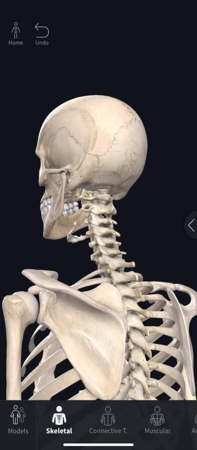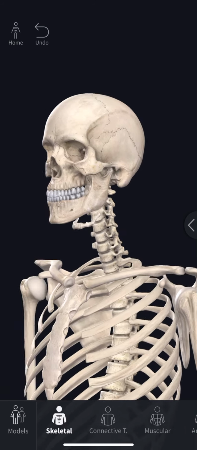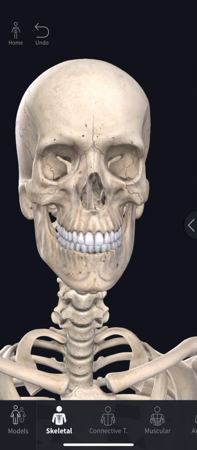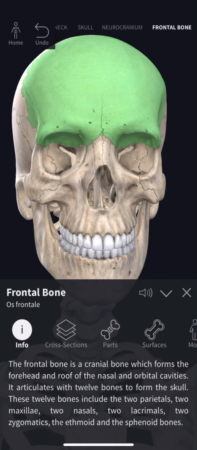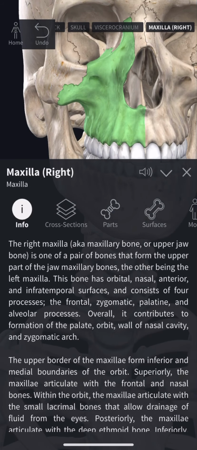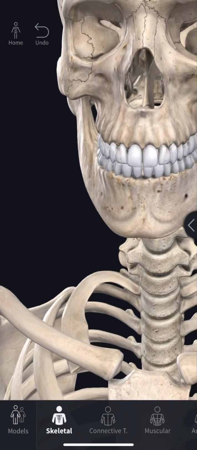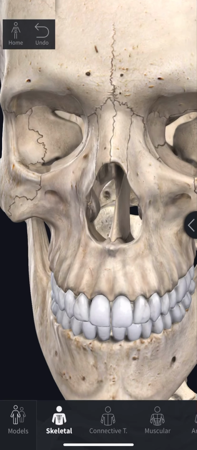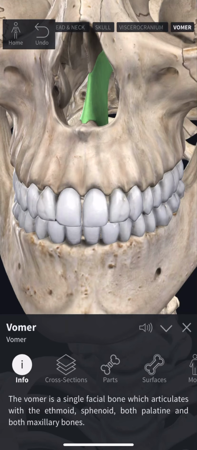Right. Now let's talk about the features that we see in the norma frontalis. So norma frontalis is made up of frontal bone. It's made up of zygomatic bone. It's made up of maxilla. Two maxillae, they fuse with each other and they make the boundaries of the nasal cavity. Inside the nasal cavity, you are seeing this highlighted area. This bone is known as vomer.